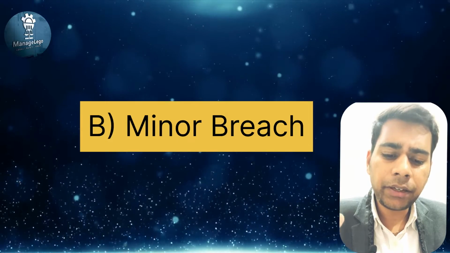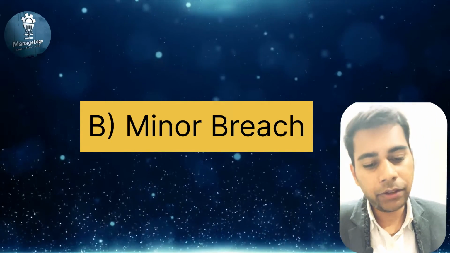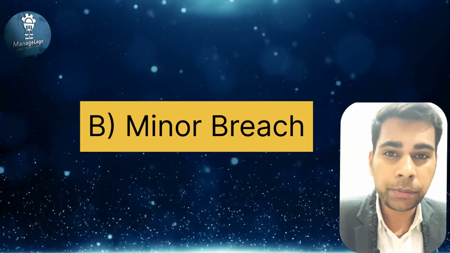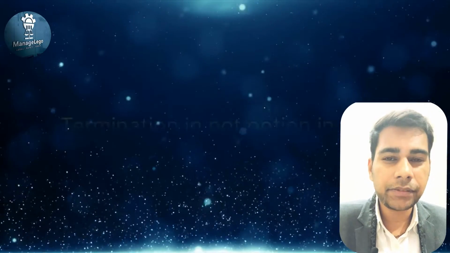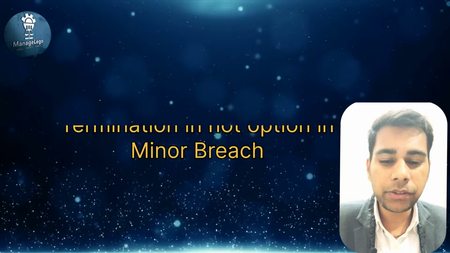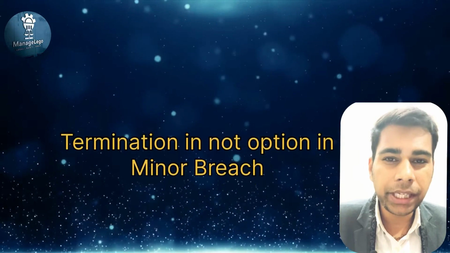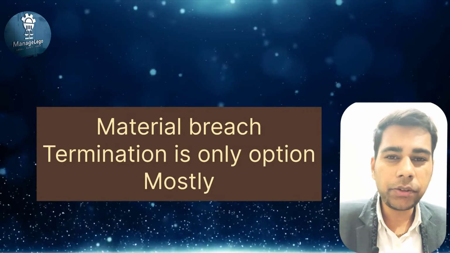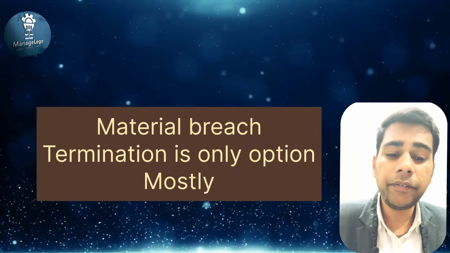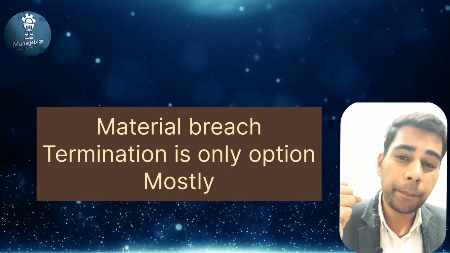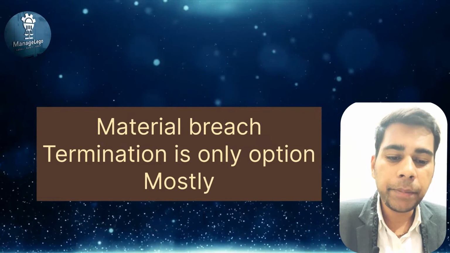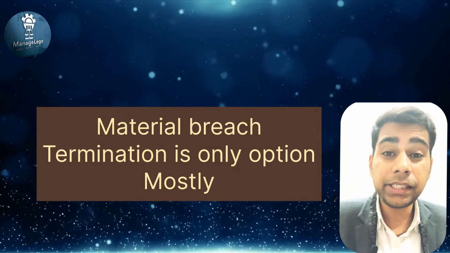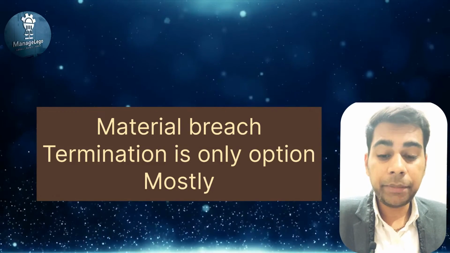The non-breaching party is entitled to damages here also, but in that case termination is not an option. So what is termination? Termination occurs when a party is not following the obligations properly and the breach continues for a longer period of time, or if it goes to the base of the agreement, then termination takes place. In a material breach, most of the time termination takes place.